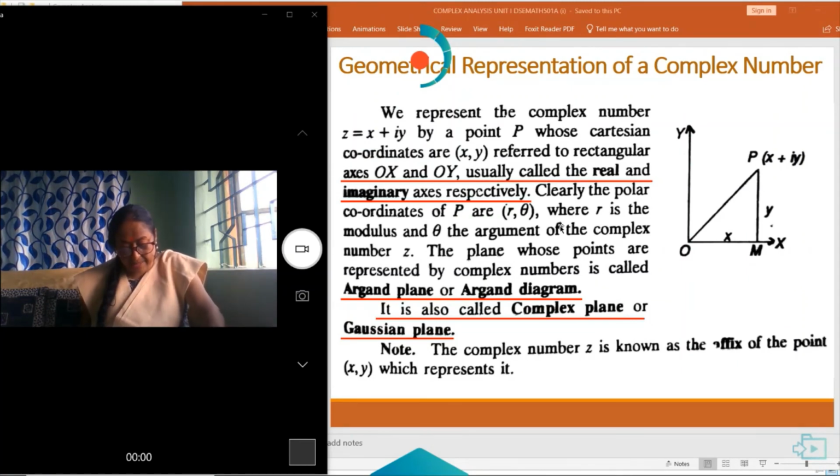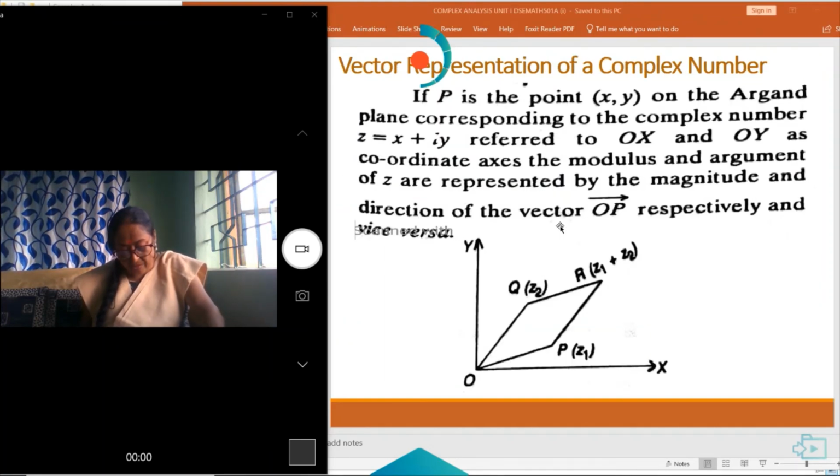Now, the vector representation of a complex number. If P is the point (x, y) on the Argand plane, that is, the x-axis is real and the y-axis is imaginary, corresponding to the complex number z = x + iy, referred to OX and OY on the coordinate axes. The modulus and argument of z are represented by the magnitude and direction of the vector OP, and vice versa.